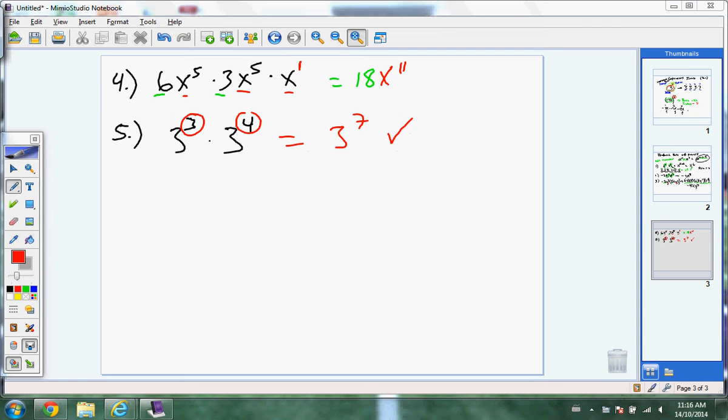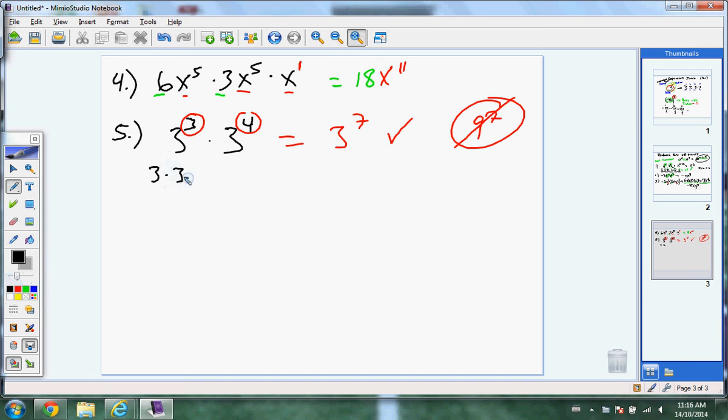Now, the reason it's not 9 to the 7th is because we need to think about this as, look, 3 to the third, that means I have 3 3's. 3 to the fourth, that means I have 4 3's. Okay, we don't have 7 9's. We have 7 3's. Okay, so that's where the difference is there. So do not multiply the bases. Bases stay the same. That's why when we come up here with our x's, that's still an x. It's not a 2x, it's not a 3x, it's just x.